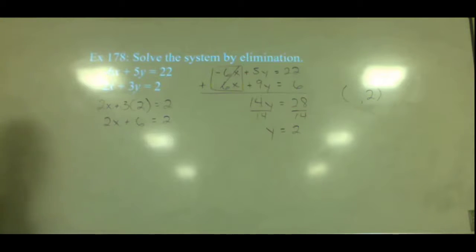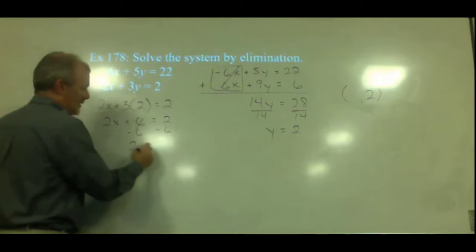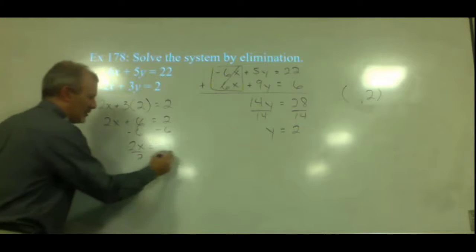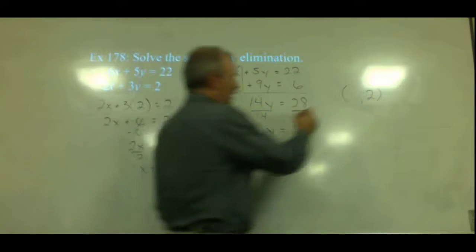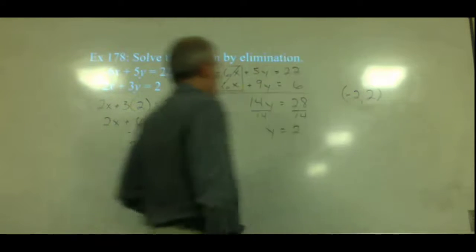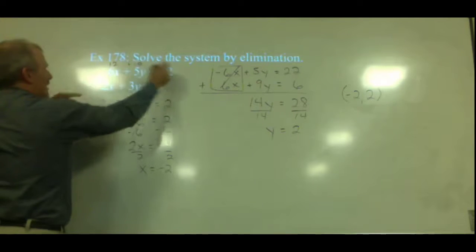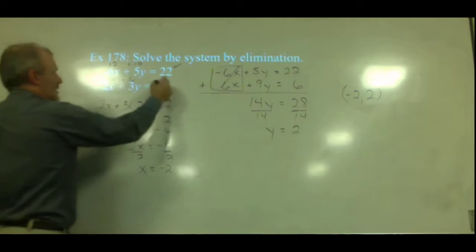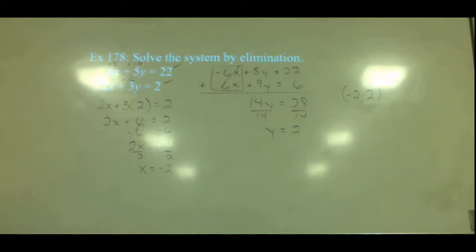Then what do we do after that? Subtract 6. 2x equals -4. And I divide by 2. X equals -2. So our ordered pair is (-2, 2). If we plug that back in to check it, this makes this a 12 and this makes this a 10. That is true. This one becomes a -4. This one becomes a 6, and that is also true. So then we know for sure that our answer, (-2, 2), is the correct answer.